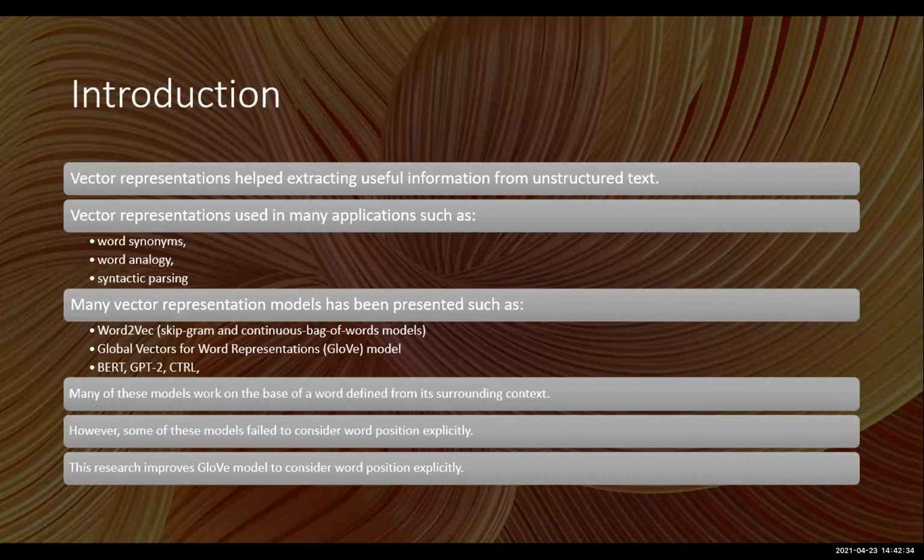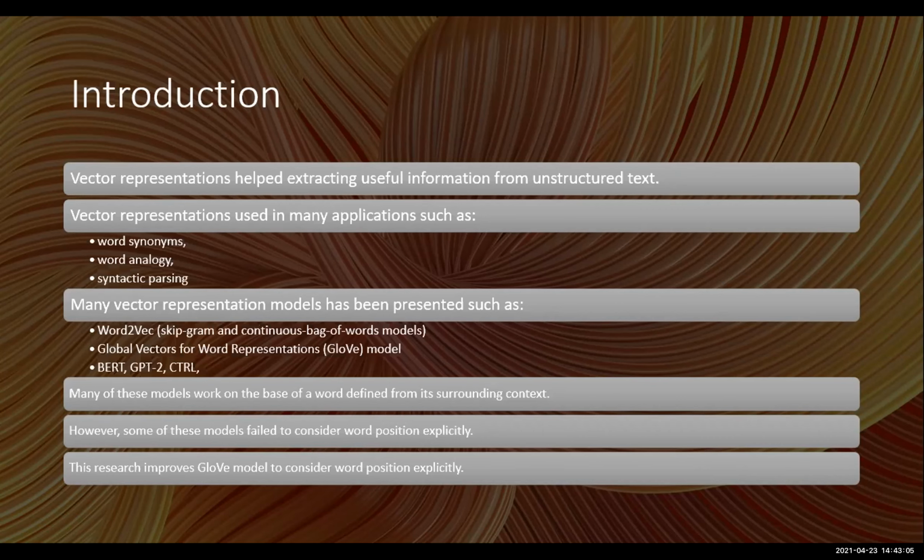Word vectors play a main role in extracting good information from unstructured text, and they have been used in many tasks. For example, finding word synonyms, word analogies, and syntactic parsing. Many vector representation models have been presented for a long time, such as word2vec, Global Vectors for Word Representation, and the most recent ones, BERT, GPT-2, and CTRL.